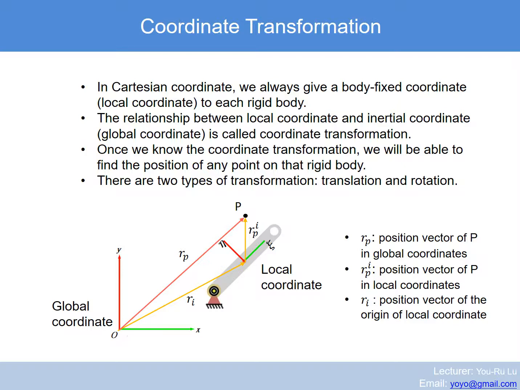There are two types of transformation. One is translation and the other is rotation. So for example, if we know the position vector of P in local coordinates, we call it RPI, where the I represents the ith local coordinate. And if we also know the coordinate transformation between local and global coordinate, then we can determine the vector Rp, which is the position vector of P in global coordinates.